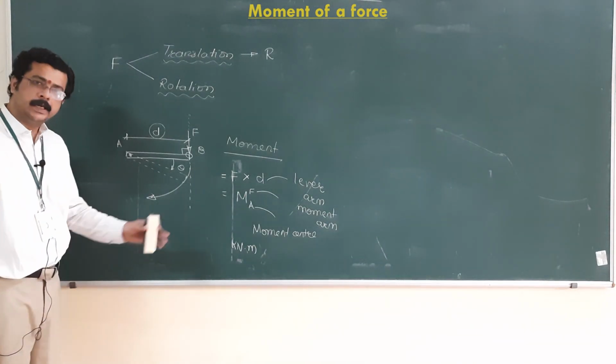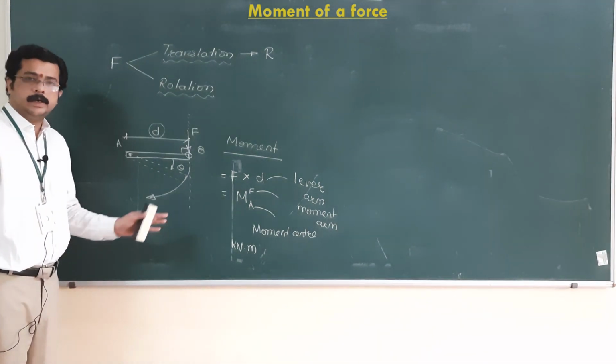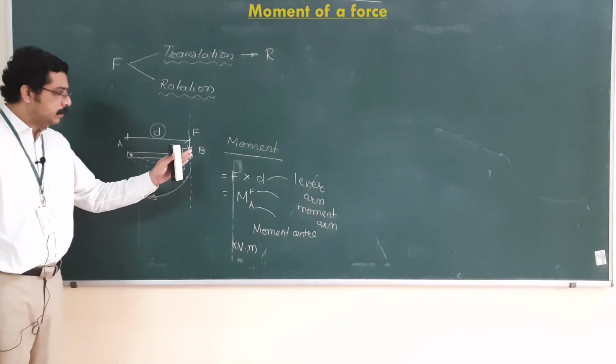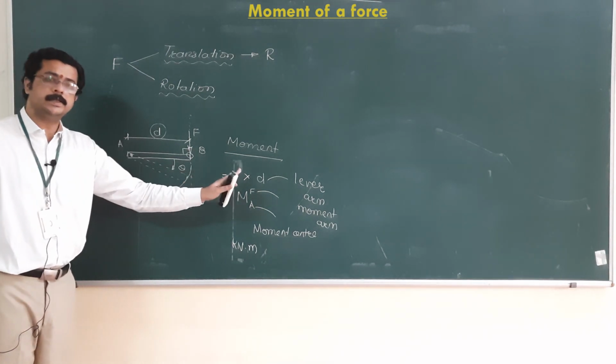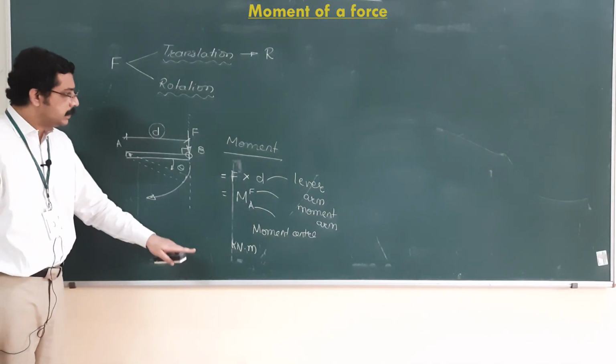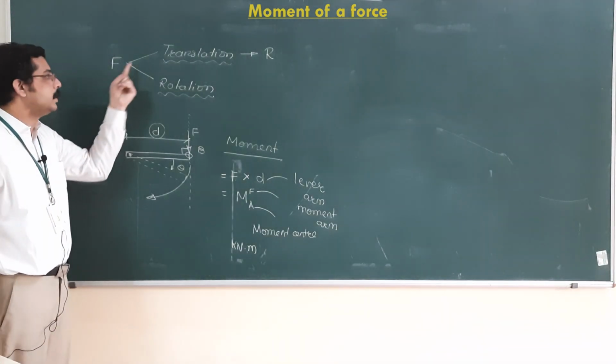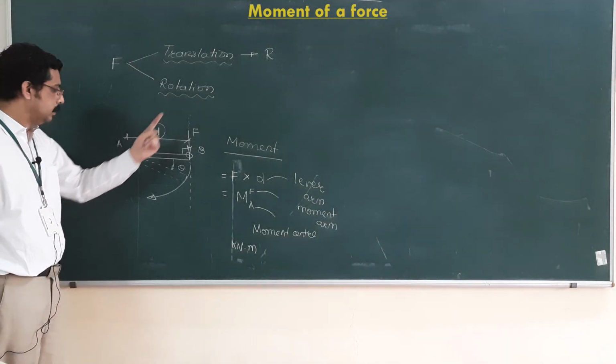Now, it can be Newton centimeter, Newton millimeter, kilonewton centimeter, or whatever combination you can have for the units of these two quantities; that will be the unit here. Okay. In this way, what have we seen? What are the external effects of a force? One is translation, second is rotation.